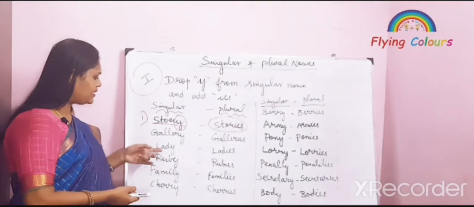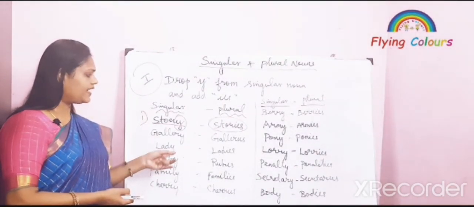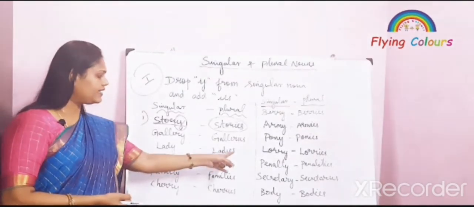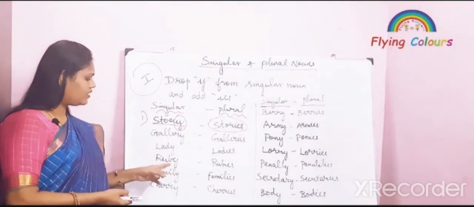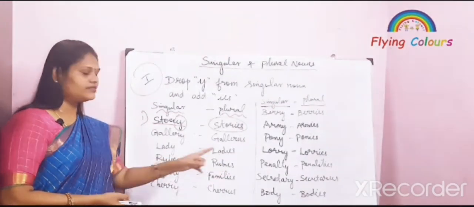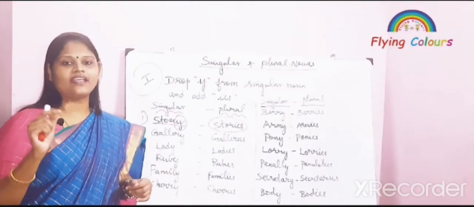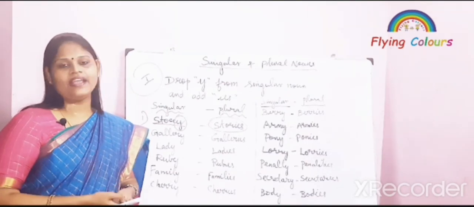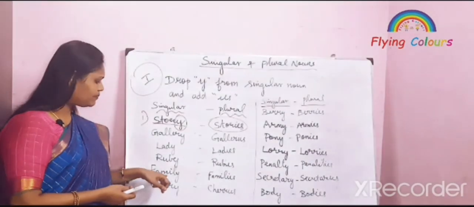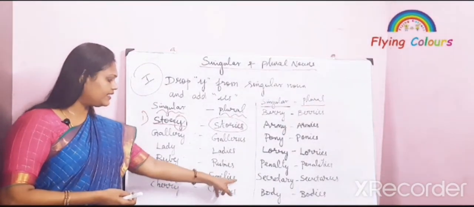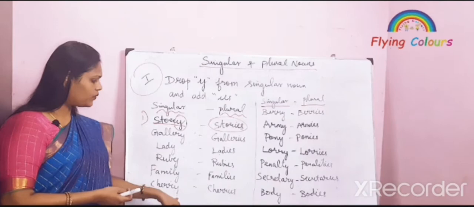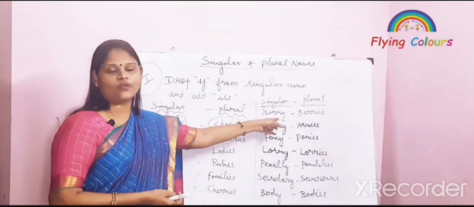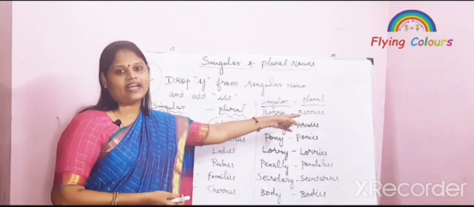The third example, lady. I told you to drop y and add ies. The same thing, ruby: drop y and add ies. So instead of y, you should add ies. Whenever you see a singular noun ending in y, you can drop the y and add ies. Next example, family: I dropped y and added ies. Cherry: I dropped y and added ies. The other example, berry: I just dropped y and added ies.